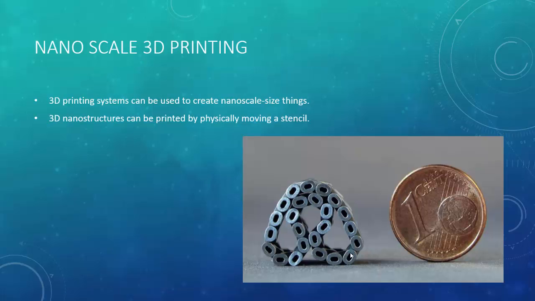3D printing systems can be used to create nanoscale things. Such printed articles frequently need to be on a solid substrate, for example a silicon wafer, to which they adhere in the wake of printing, as they are exorbitantly little and fragile to be controlled post-advancement, while 2D nanostructures are ordinarily made by depositing materials through a static stencil. 3D nanostructures can be printed by physically moving a stencil mask in the midst of the material formation process.